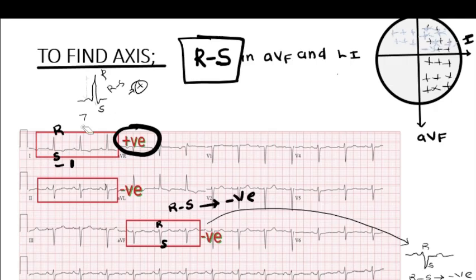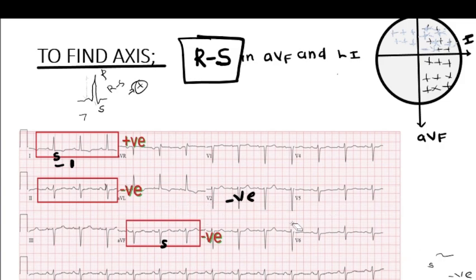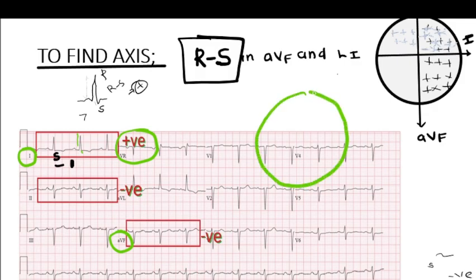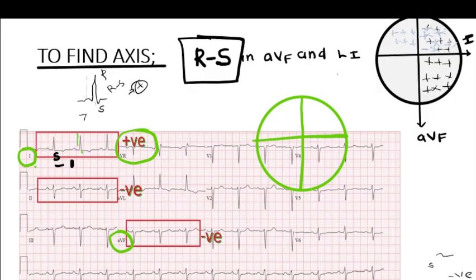Let's find out the axis. In this case I'm going to erase everything. Now you have to tell me, take this lead 1 and take this lead aVF. What is R minus S here? It's very tall. S is not even visible, so R minus S is positive. This is our circle, and this is lead 1. Lead 1 R minus S is positive, which means the half of the circle that is closer to lead 1 is positive.